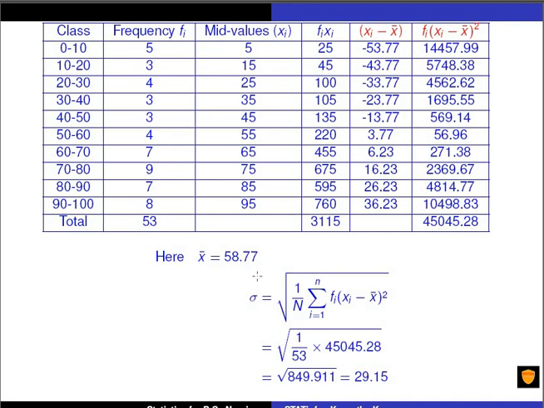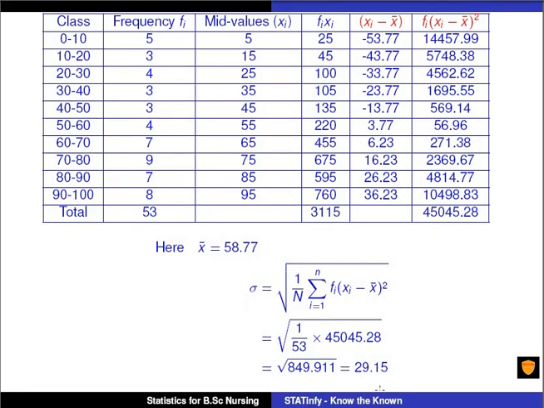45045.29. And we know that x bar is 58.77. So sigma is equal to the square root of 1 by N summation f_i into (x_i minus x bar) whole squared. Now we put all these values in this formula. So capital N is equal to 53, so 1 by 53 into this value, and we get this one. After taking the square root, we get 29.15. So this is the way to calculate the standard deviation if grouped data is available to you.